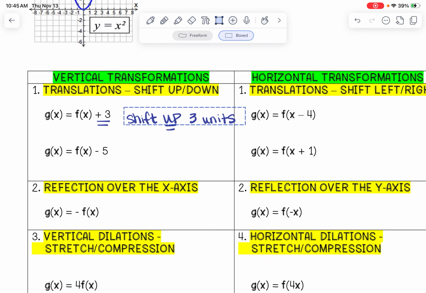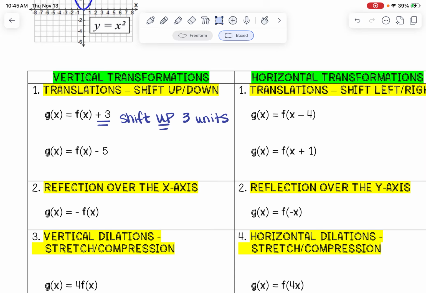Let me scooch that over. Okay. And then, of course, this minus 5 means I am shifting down 5 units. And I'm hoping we can see what that would look like, right?